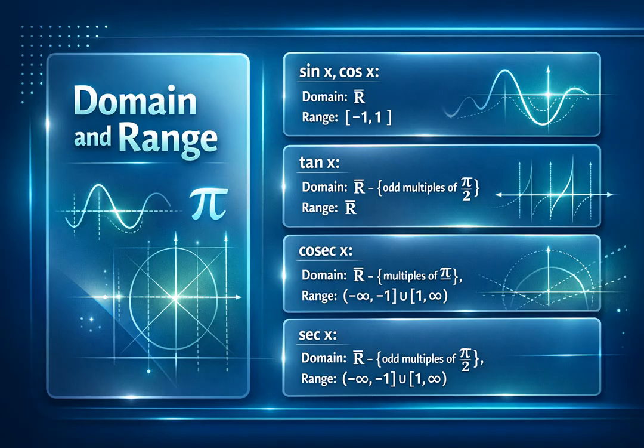Cosecant and secant have ranges from -infinity to -1 and from 1 to infinity.